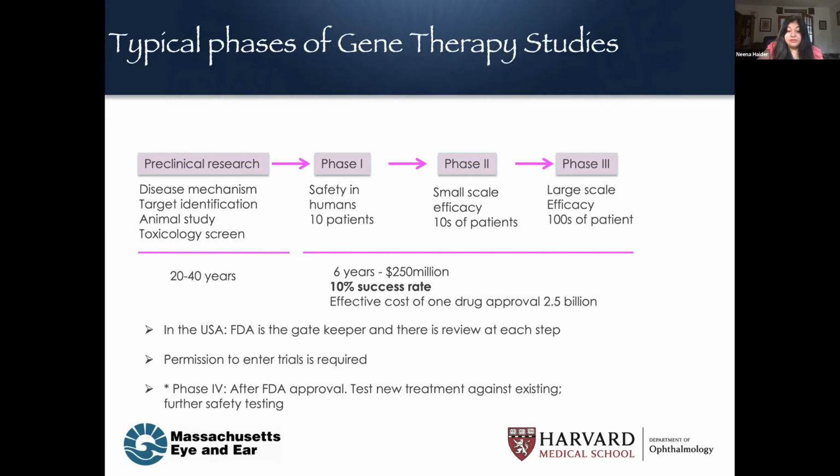In the US, FDA is our gatekeeper, and there's review at every single step. And we've been fortunate to start that process with the work that I've been doing. And those guidelines, I think, are essential and important in helping us develop the viable therapeutics.